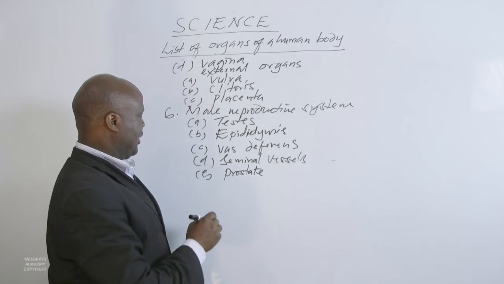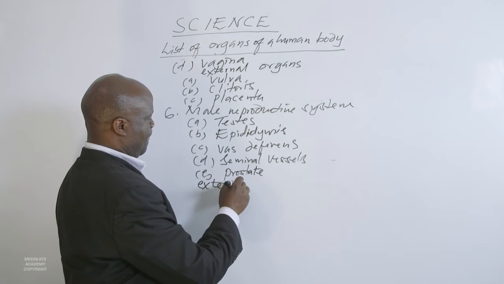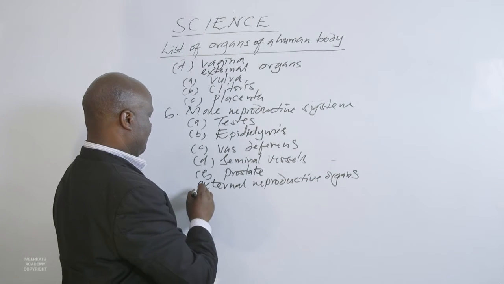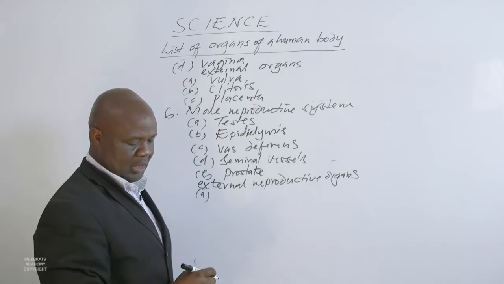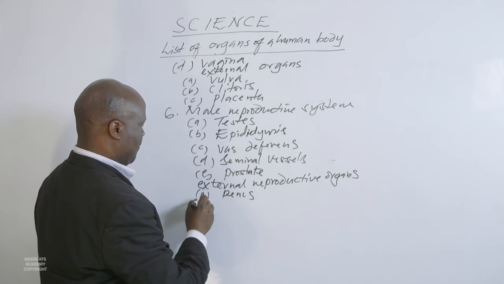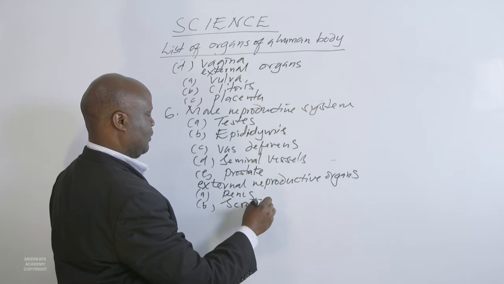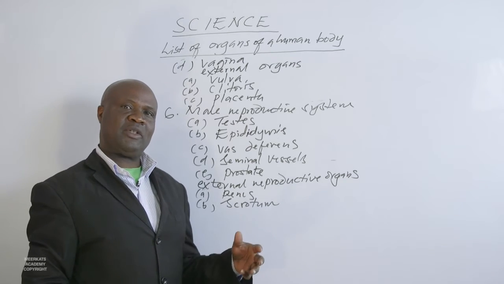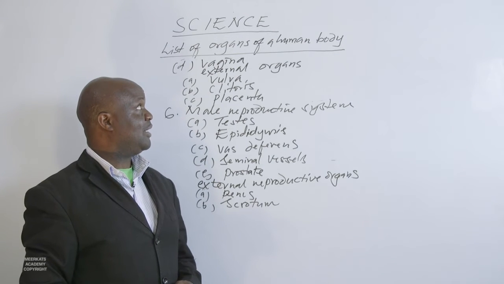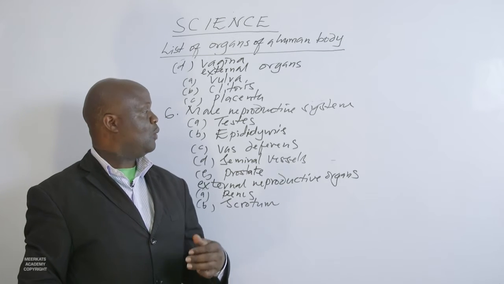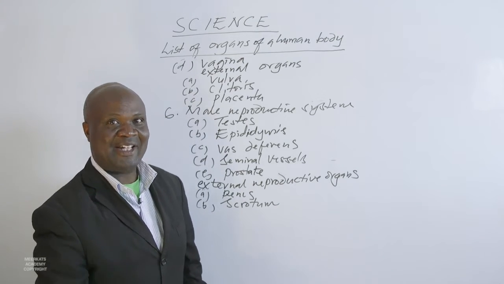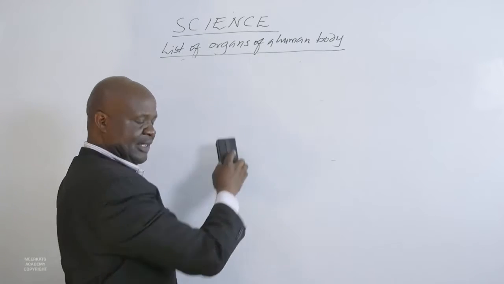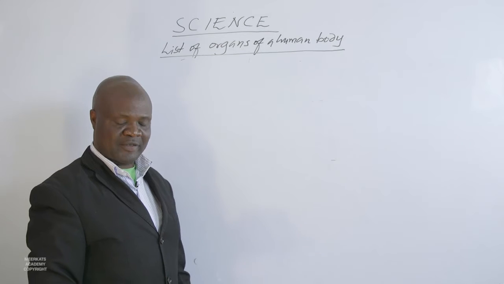Maybe you can add the external reproductive organs. These are external, you can see them. One of the organs, you have the penis, and then we have the scrotum. We are finished with the human reproductive system. We have just mentioned them, we shall study them in depth later. We have mentioned organs present within the female and male reproductive systems. Again, we can mention also some organs that are present within the endocrine system.